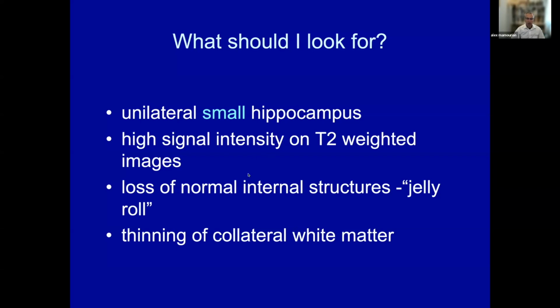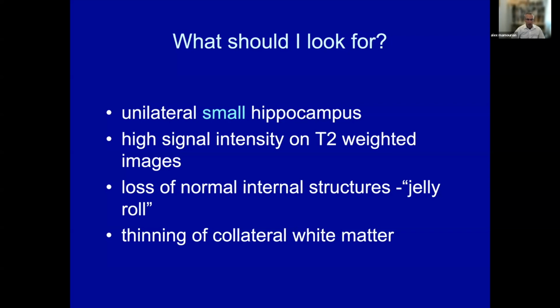One is the loss of normal internal structure. I'm not sure in your countries if there's an equivalent of a jelly roll, but the idea that it has this kind of rolled appearance with layers, and you want to look for the internal structure of the hippocampus on high resolution imaging. And this ability to visualize the brain, as you could imagine, is improved with 3 Tesla or high field imaging. And that is the preferred way to look at the brain of patients with intractable epilepsy.